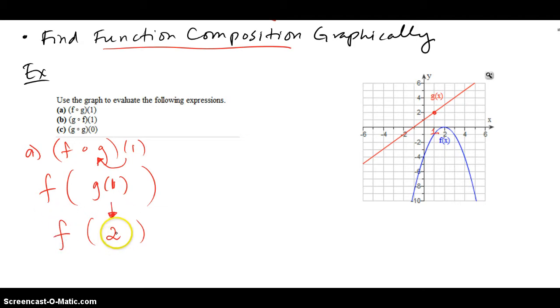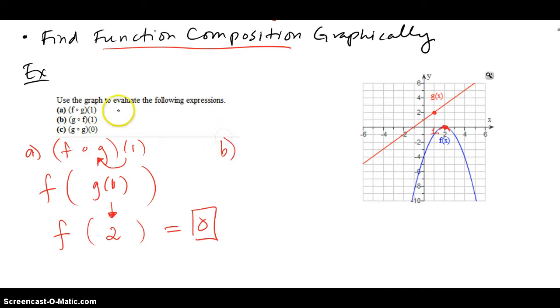Once that gets spit out, now f comes and grabs it. So what is f of 2? Meaning the input now for the f function is 2. So I go to the x coordinate 2. And to get to my f function, it looks like I don't have to go up or down because my graph for f goes through that point. So when x is 2, my f function has a y value of 0. So f of g of 1 is simply 0.